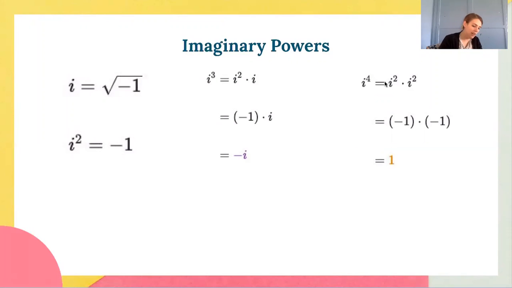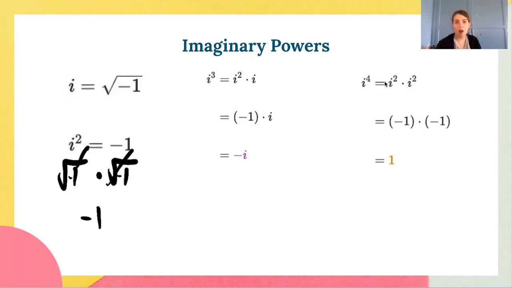times the square root of -1 gets rid of the radicals and we're left over with a -1. If we were to multiply that number by 1 more i, so -1 times i, we get -i. And if I were to multiply that times another i, we get +1.